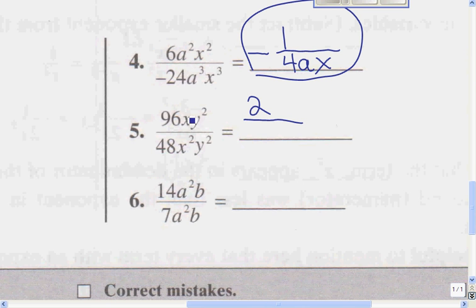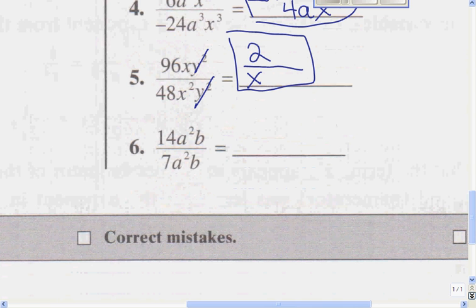And my variables, the bigger exponent is in the denominator, so I know my x is going to be in the denominator. 2 minus 1 is just x. And then these y's just cancel out because they equal 1, and 1 times 2 is 2. And that's my answer. Crazy. Thought it was going to be harder than that.